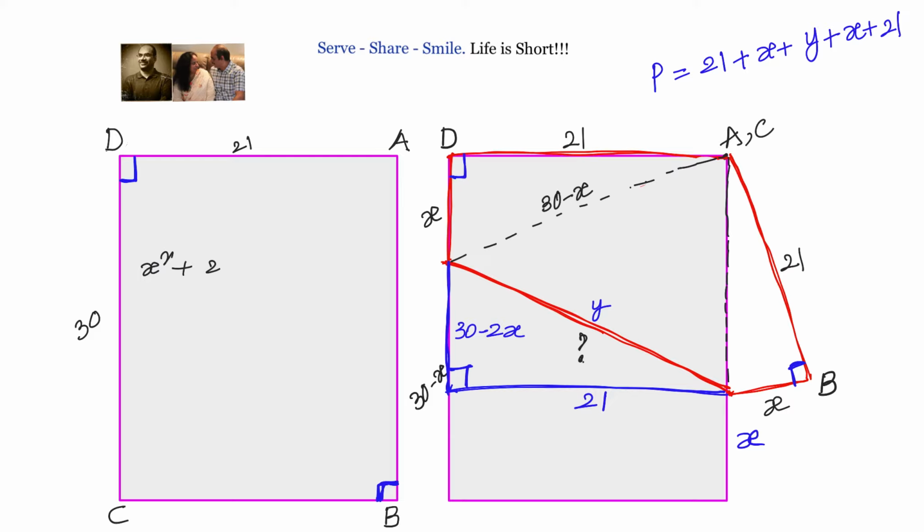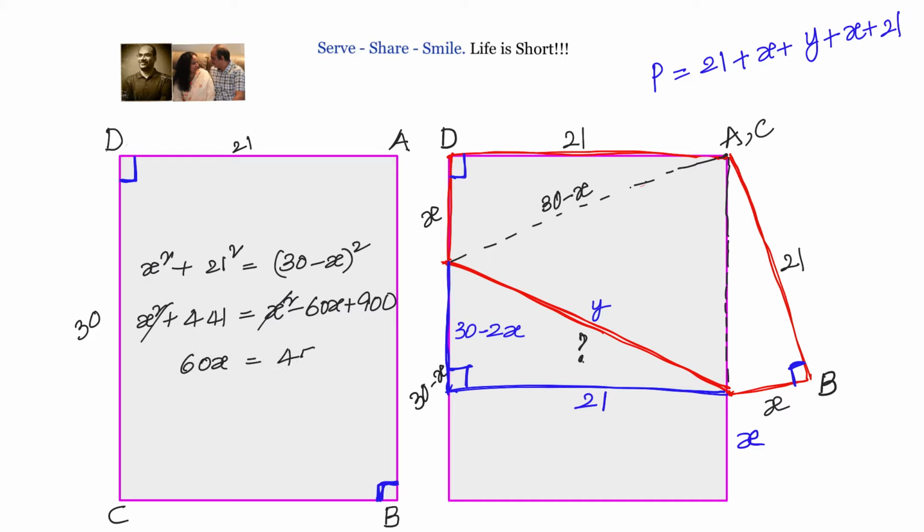x square plus 21 square equals 30 minus x whole square. Open the brackets, we'll have x square plus 441 equals x square minus 60x plus 900. We can cancel x square on both sides. We'll have 60x equals 459. That gives us x equals 7.65.